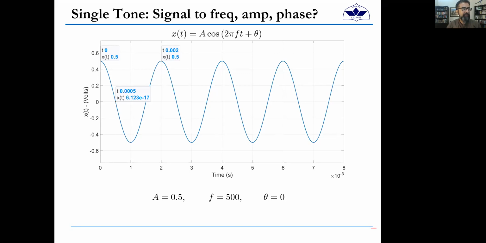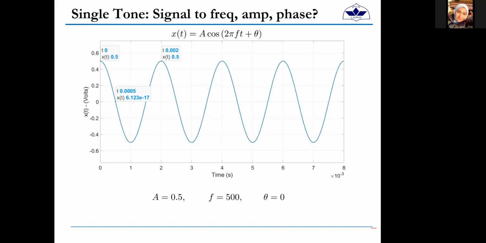Yes, sir. So if I gave you this curve and asked you to determine the frequency of this curve, the phase of this curve, and the amplitude of this curve, what would you do? Not sure. So if I give you, okay, Hania, go ahead.